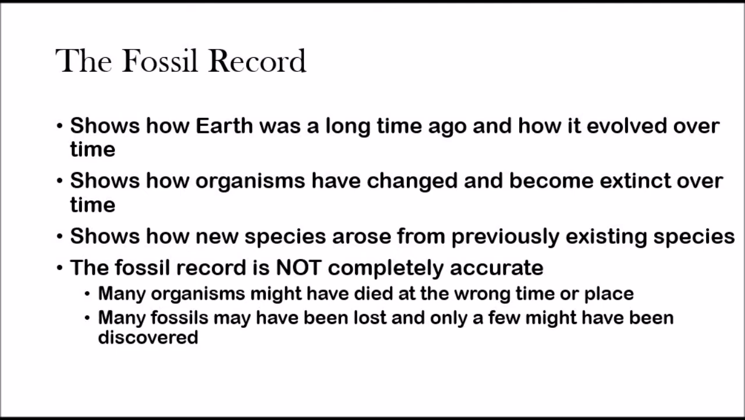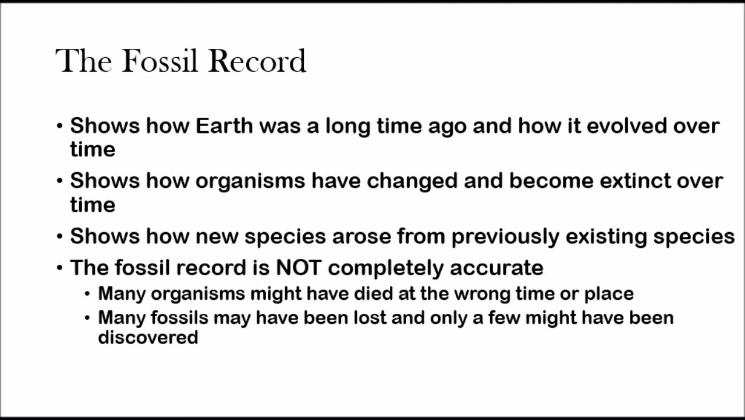The fossil record shows how Earth has been lasting for a very long time and how it evolved over time. It also shows how organisms have changed and become extinct over time. And it also shows how new species arose from previously existing species. I feel like I've said this so many times, but make sure you know this, okay?